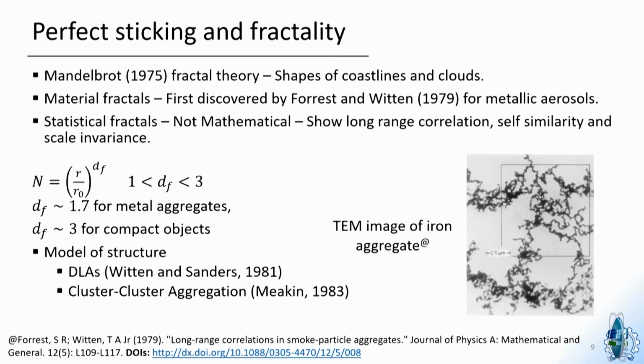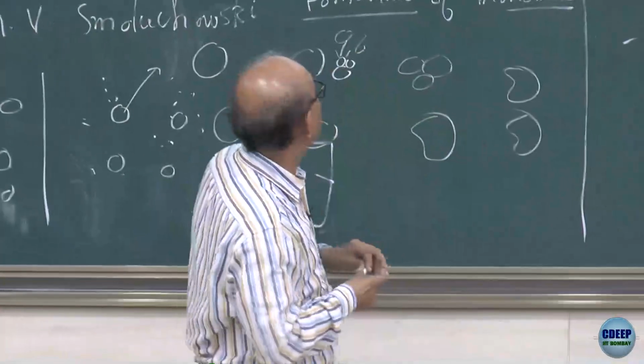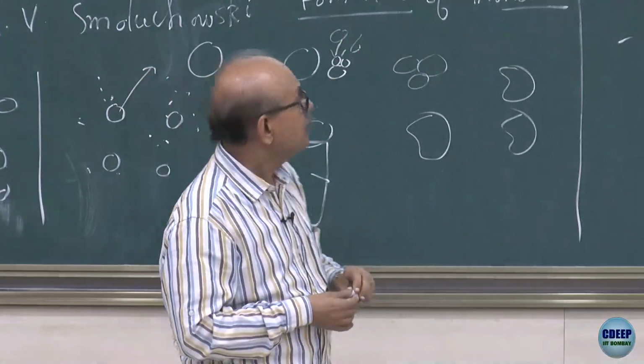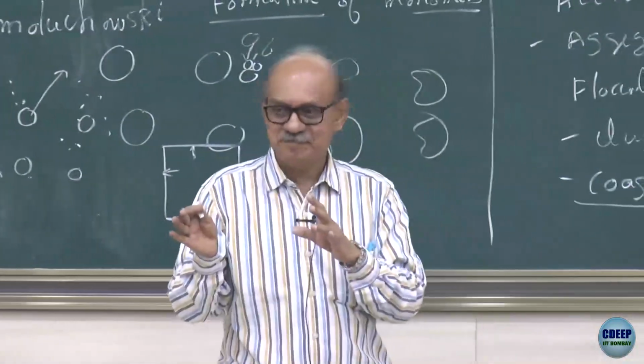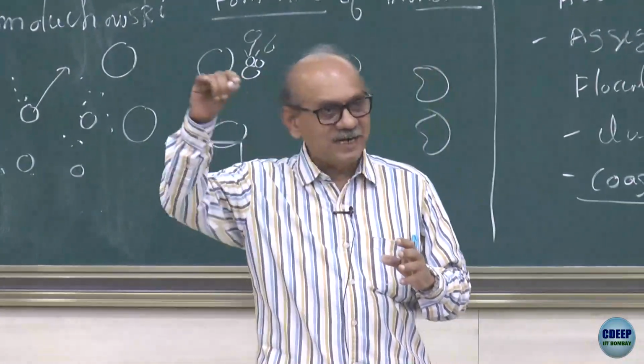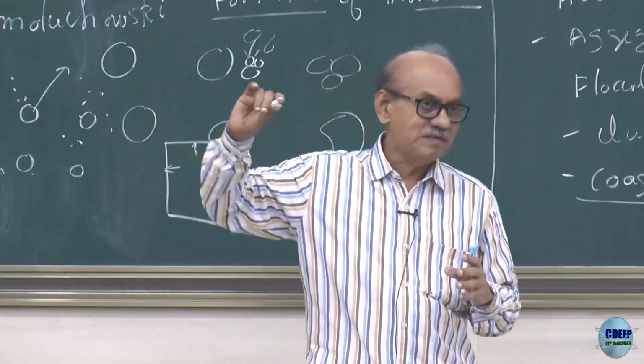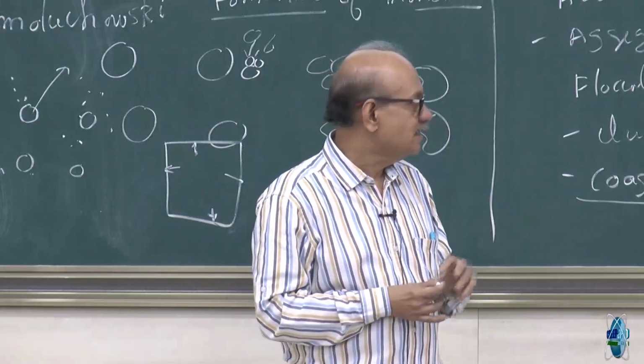Well, this is just to say that the origin of this, I always like to say that the whole of fractal theory is actually of aerosol origin. The very first evidence for the occurrence of structure in aggregates, that there is a pattern and there is a correlation, came by the work of Forrest and Witten in 1979, who used actually silver aerosols and then established by correlations the fractal dimension. So that is what the importance is.